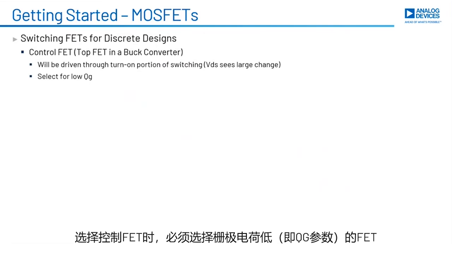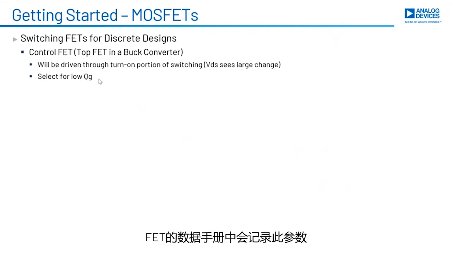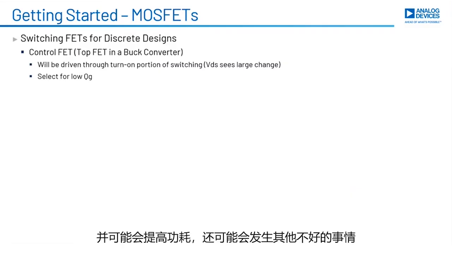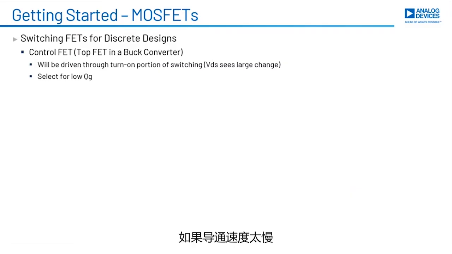The control FET has to be selected for a low gate charge, or the parameter is called QG. This is something you'll see in the data sheet for the FETs. And so you need to select a part that has a relatively low QG value. Otherwise, it will slow down the turn on of the FET, so you could get higher power dissipation. Some other bad things could happen. If it slows it down too much, then the two FETs may overlap and you get shoot through. So a lot of bad things can happen. Just remember, for the control FET, you need relatively low QG in the specs for the FET that you choose.